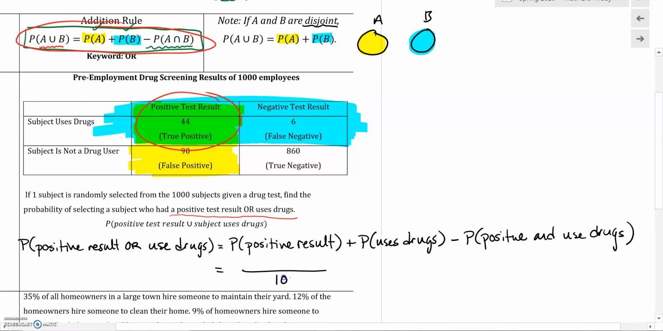Well, there were 1,000 people tested. And of those 1,000 people, how many of them had a positive test result? 44 plus 90, that's 134 people had a positive test result. Plus, out of 1,000 people, how many use drugs? The success would be how many ways can we pick someone that uses drugs? Well, there's 44 and 6, so there's a total of 50 people that use drugs. But again, that 44 was double counted. So now I need to remove that double counting. I have to subtract the probability that I would pick someone that tested positive and used drugs. Well, that would be 44 out of 1,000.